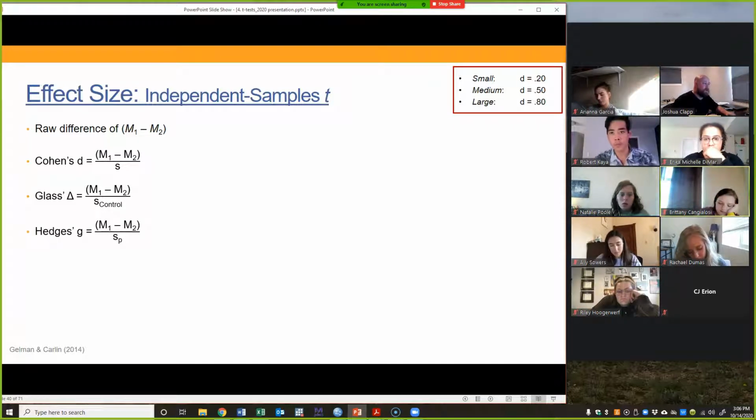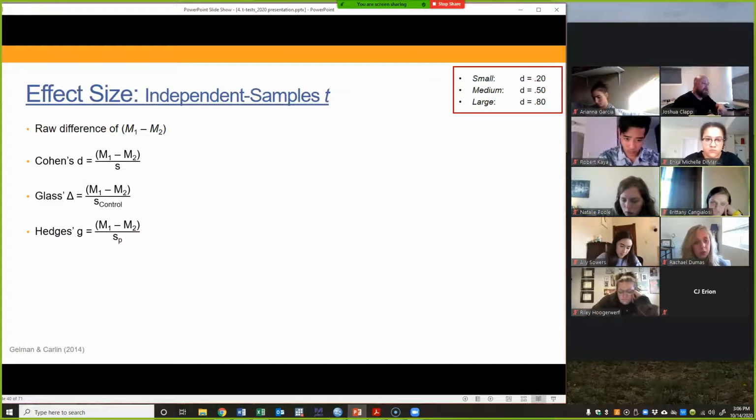So what we can do, and what we'll often do, is use a statistic often known as Hedges G. This is the difference between sample 1 and sample 2 over the pooled standard deviation, okay? Now remember, for the pooled standard deviation, you're first calculating your pooled variance and then taking the square root of that pooled variance to get your pooled standard deviation.